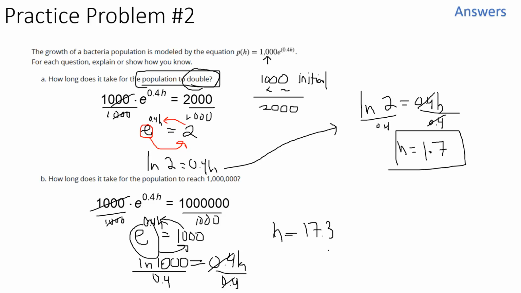Okay, if you did not do this in the calculator, you're not going to be able to see how rounded it is, so make sure you're also following along by putting this in the calculator. It helps. All right, cool. So what this means is that it takes 17.3 hours for the population to reach 1 million bacteria. Okay? All right, so hopefully these example problems are helping you.